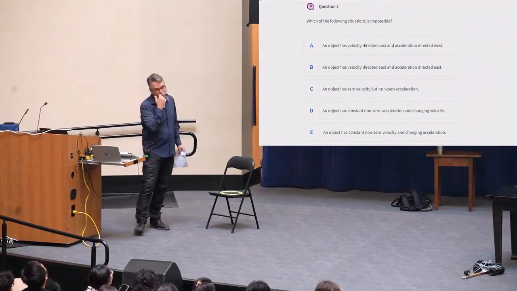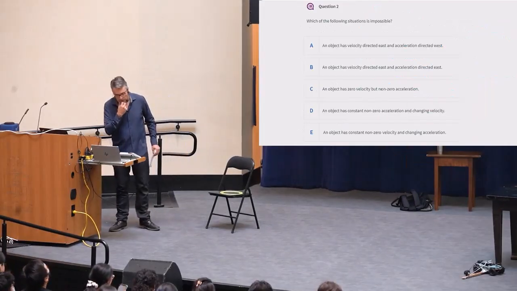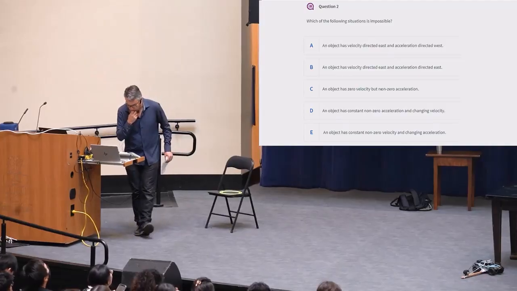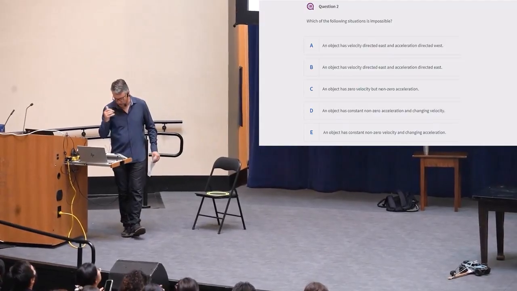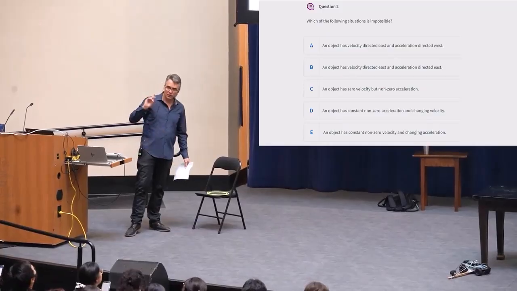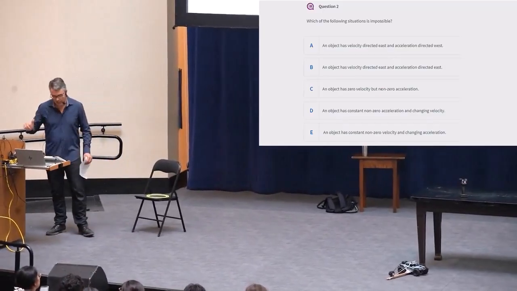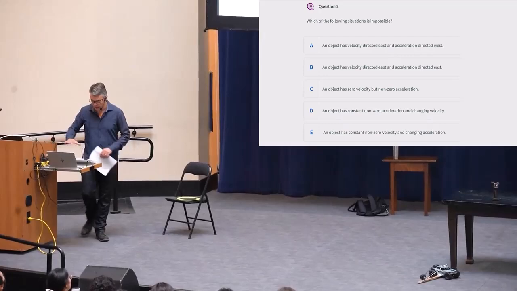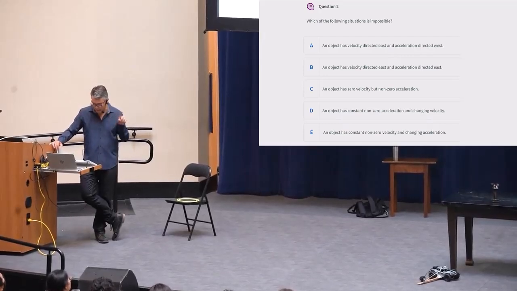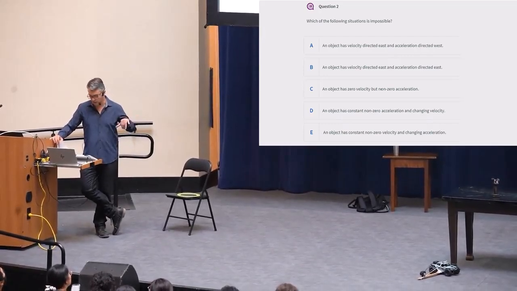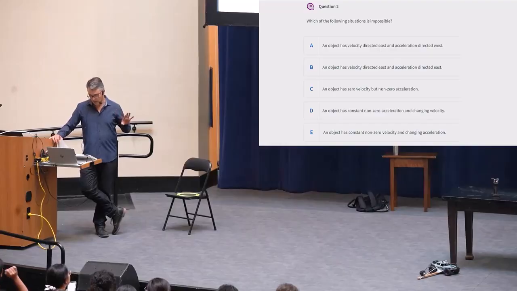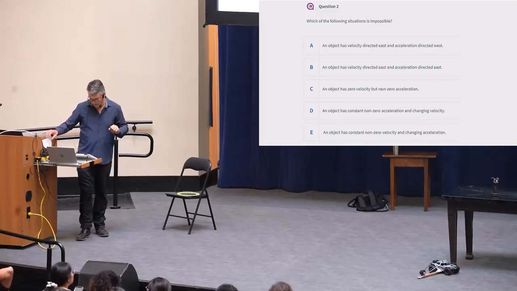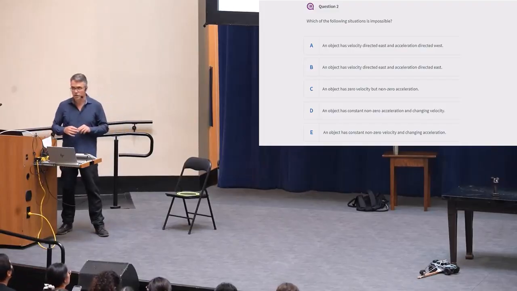This is a conceptual question about how velocity and acceleration can work. There are 5 situations. One of them is impossible. A, an object has a velocity directed east and acceleration directed west. B, an object has a velocity directed east and acceleration directed east. C, an object has 0 velocity but non-zero acceleration. D, an object has non-zero acceleration and changing velocity. And E, an object has constant non-zero velocity and changing acceleration.